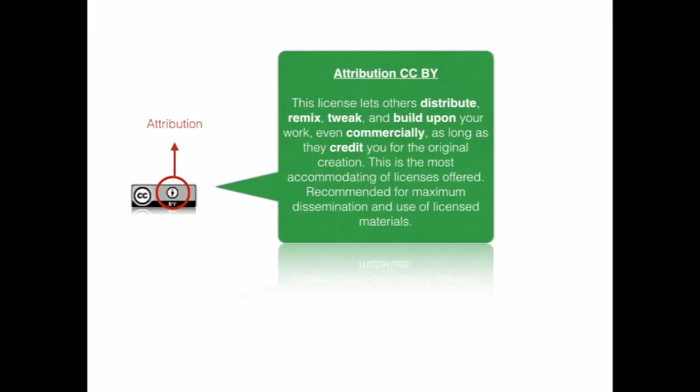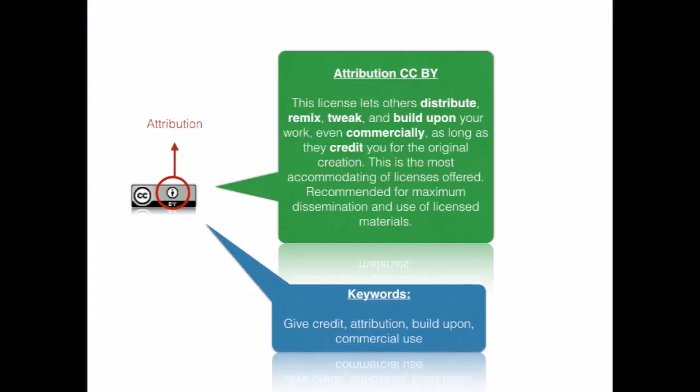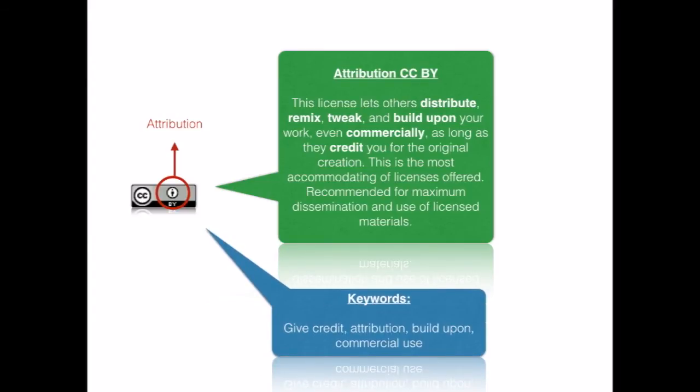So what does this mean? This Creative Commons attribution license allows you to distribute, remix, tweak, or build upon the work and even use it commercially. The only important thing that you need to remember is that you need to give proper attribution to the creator of this work. So some keywords that you need to remember are giving credit, attribution, building upon, and commercial use.